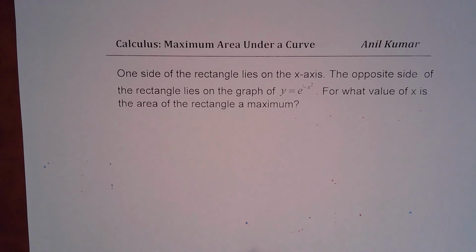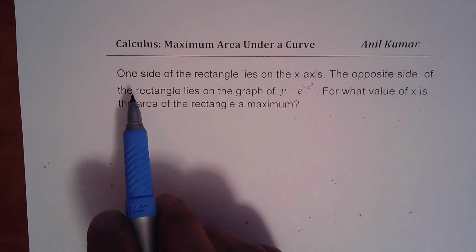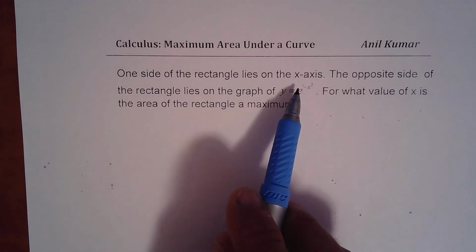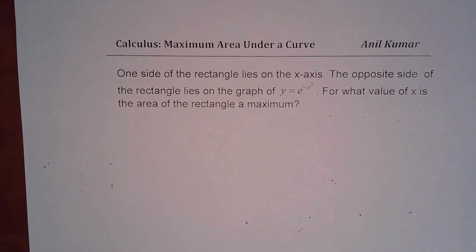In this particular video, we'll take up an example of maximum area under a curve. The question here is, one side of a rectangle lies on the x-axis. The opposite side of the rectangle lies on the graph of y equals e to the power of minus x squared. For what value of x is the area of the rectangle a maximum?